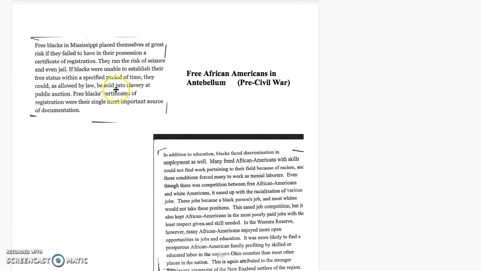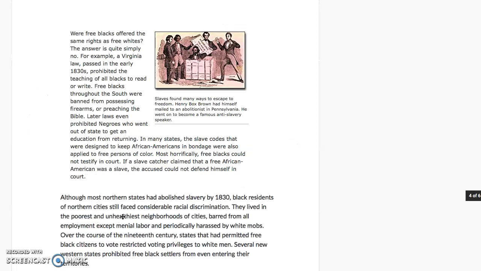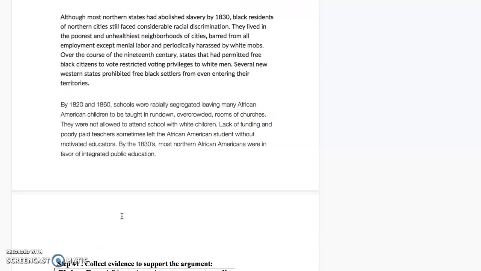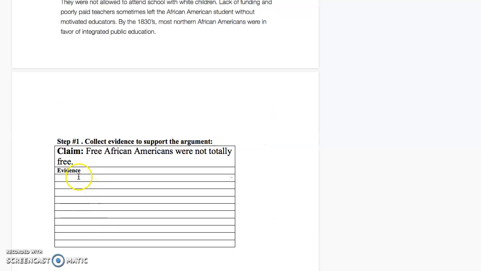So it says free blacks in Mississippi place themselves at great risk if they failed to have in their possession a certificate of registration. They ran the risk of seizure or even jail. If blacks were unable to establish their free status within a specified period of time, they could, as allowed by law, be sold into slavery at public auction. Free black certificates of registration were their single most important source of documentation. I can think of nothing more scary than being a free African American and then having the constant threat of being kidnapped and sold into slavery.